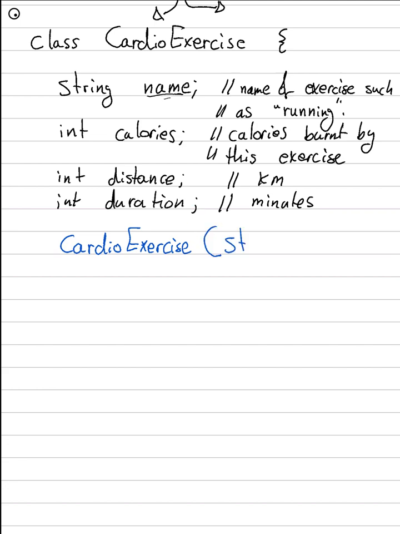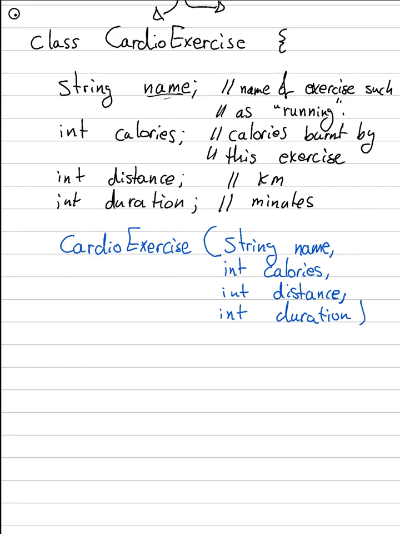Exactly. All right, so it's name, int calories, int distance. Oops, added a semicolon instead of a comma. Int distance and int duration. All right, what do I do with a constructor?